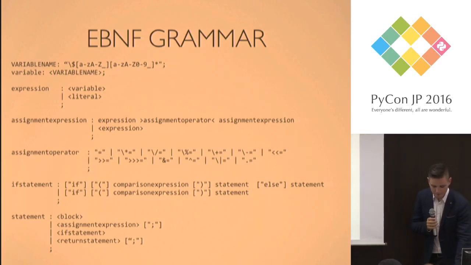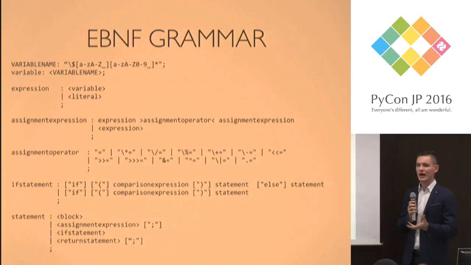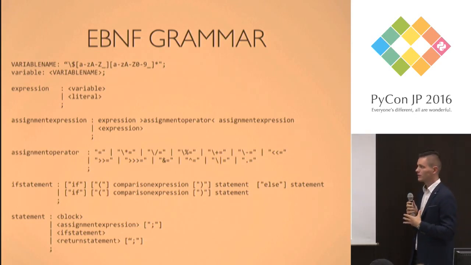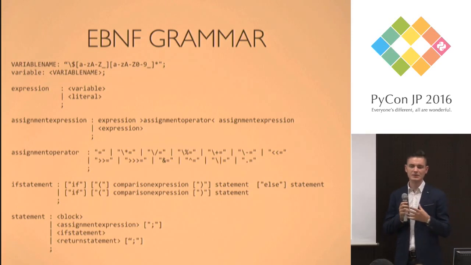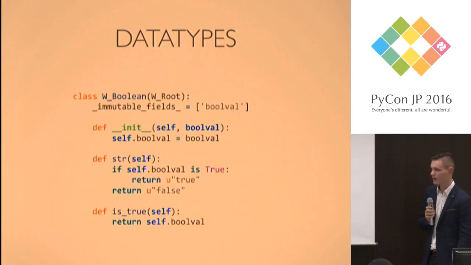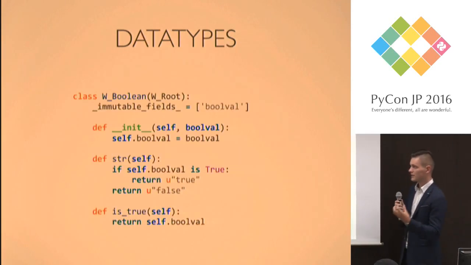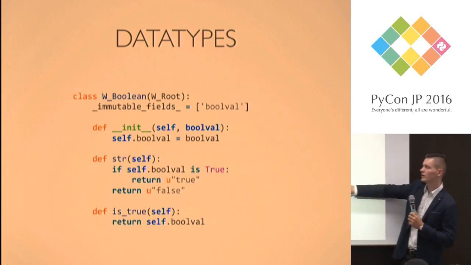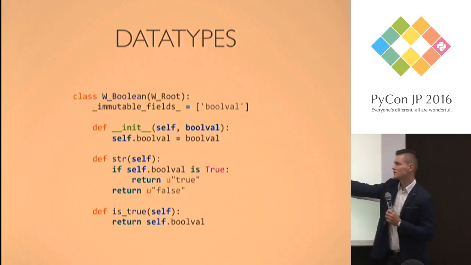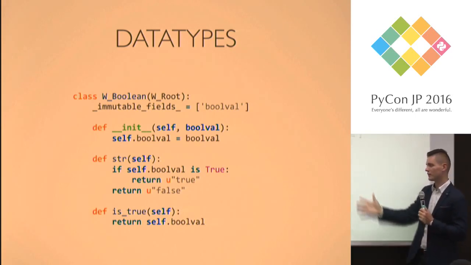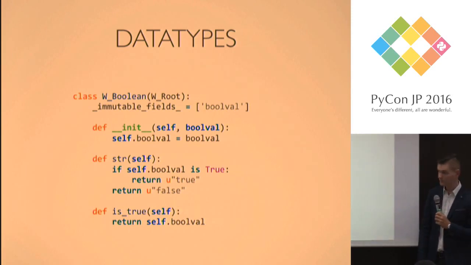Because RPython doesn't allow you to store mixed types in a single variable. It also doesn't allow you to sort mixed types in a list, because again, it's very hard to optimize. So you implement your variables as these kind of boxed objects. So for example, if I have a Boolean object, all it does is store the actual Boolean value inside of it, and I can create a string from it. I can check if it's true or not.